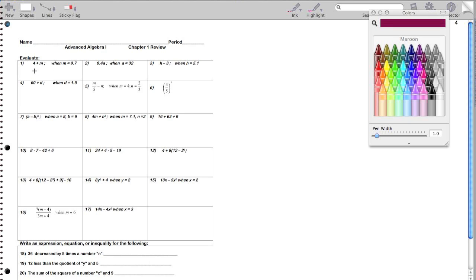First one is 4 plus m, so really it's 4 plus 9.7 because they're telling us m is 9.7. I'm going to do the work over here a little bit. When we add decimals, I know you should know this. I know you do. But you want to make sure you line up the decimal points. So 7 comes down. 13.7 is our answer for number 1.